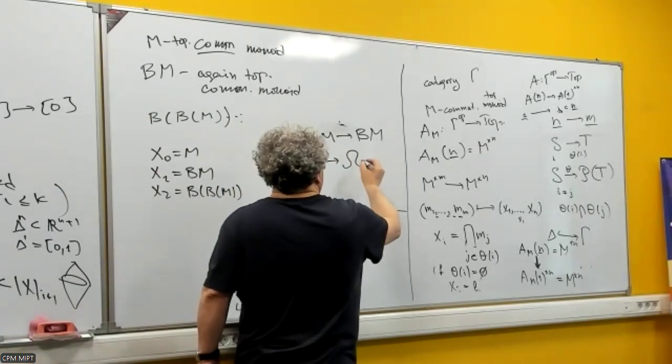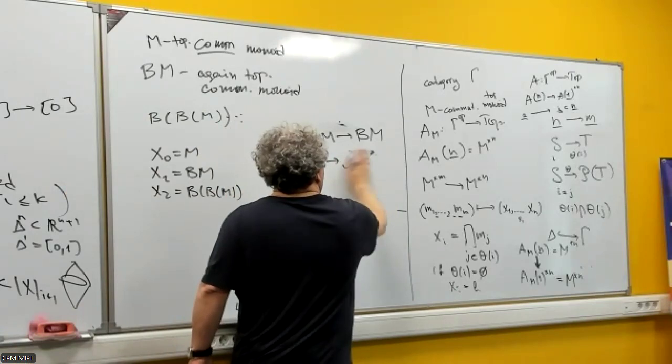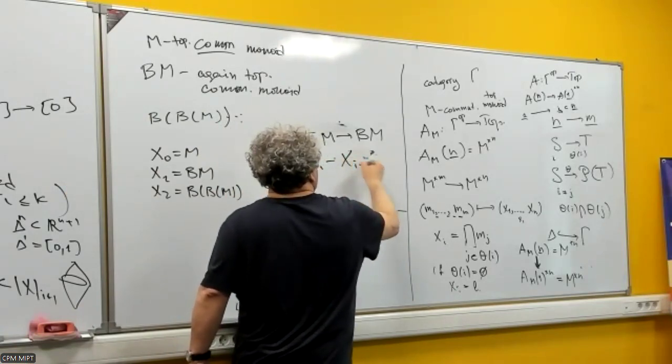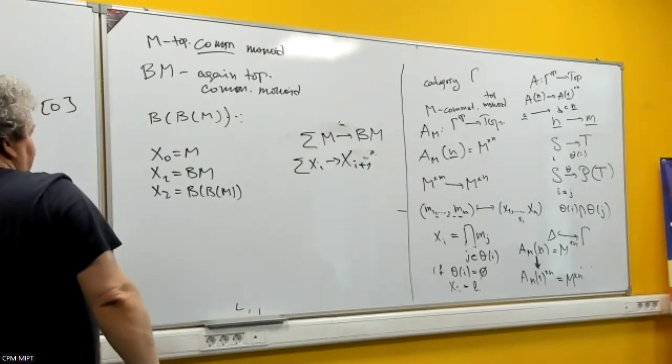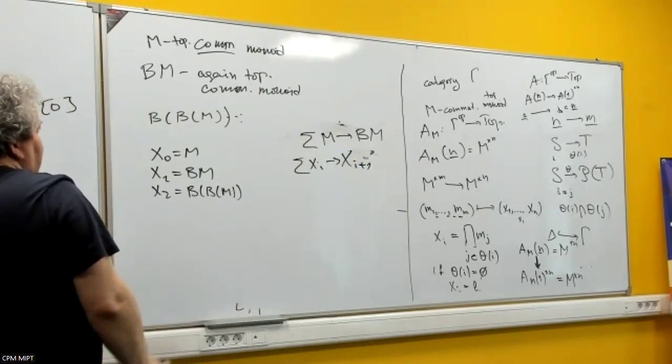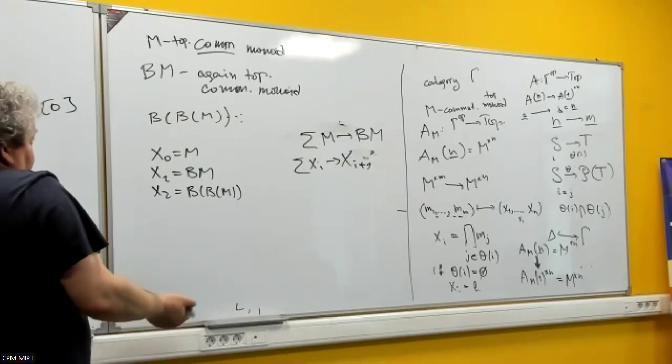Do you really want to mix sigma and omega? Sorry, Xi plus 1. Yes. So then it's defined in a similar way, and then actually we get a spectrum.